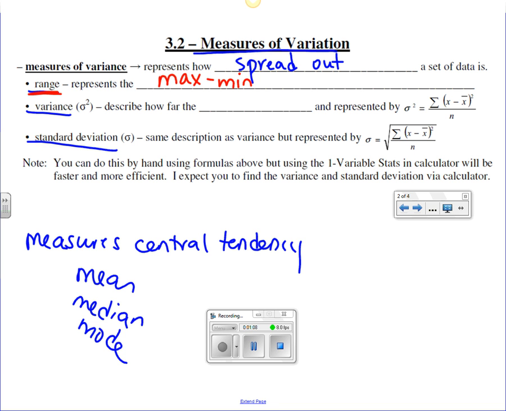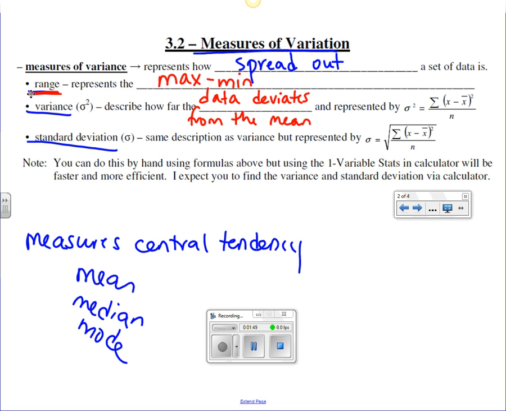All right. Variance describes how far the data deviates from the mean. So deviates kind of means differs. So how far does each data point differ from the mean? What is the mean? The average. Okay, so if everybody in the class makes a B or a C on their test, then it would have a small variance. But if we have people who make 100s and people who make 20s, then that would be a large variance. Okay? All right, standard deviation is kind of the same thing.